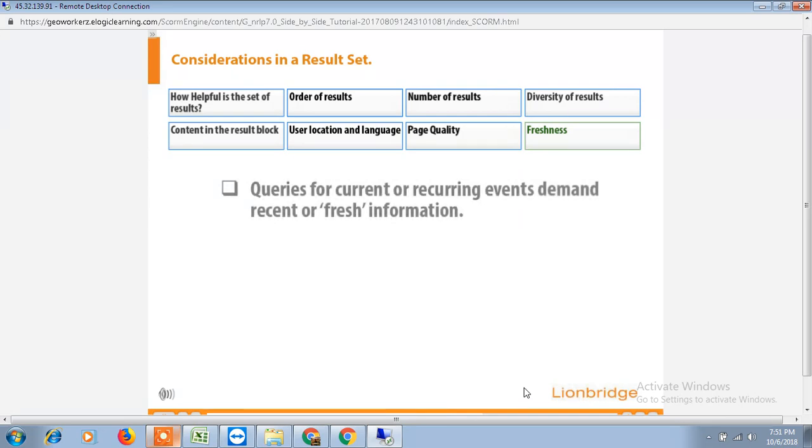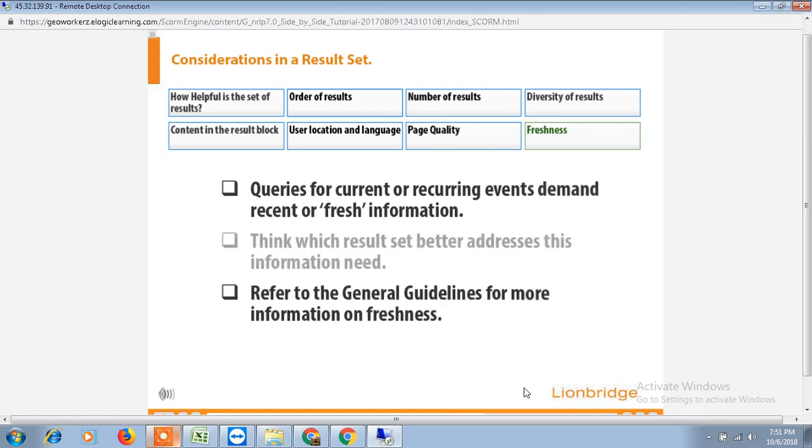Queries for current or recurring events demand recent or fresh information. Think which result set better addresses this information need. Refer to the general guidelines for more information on freshness.